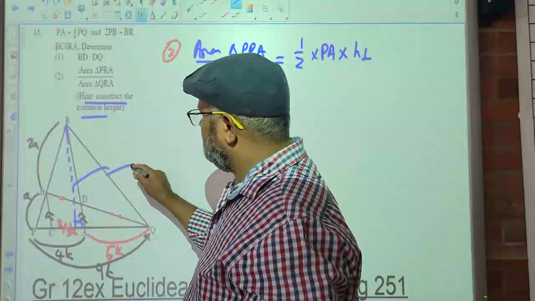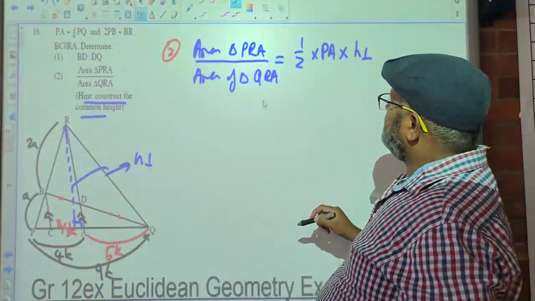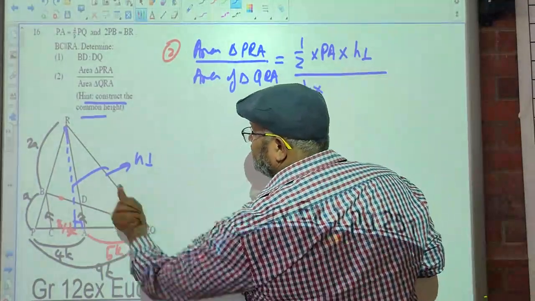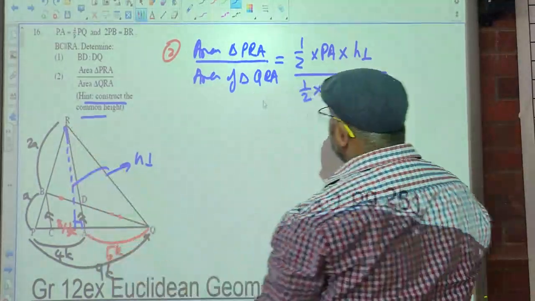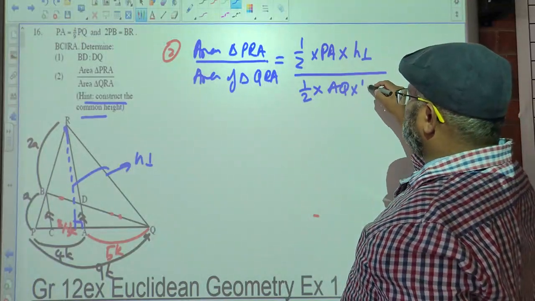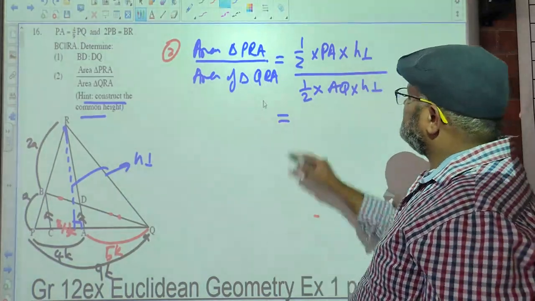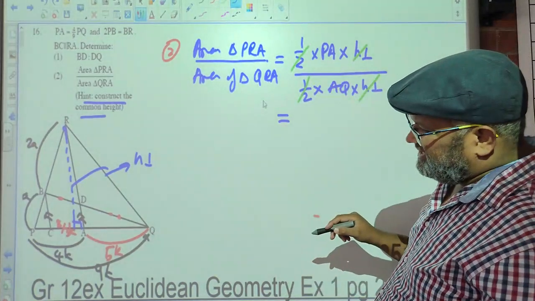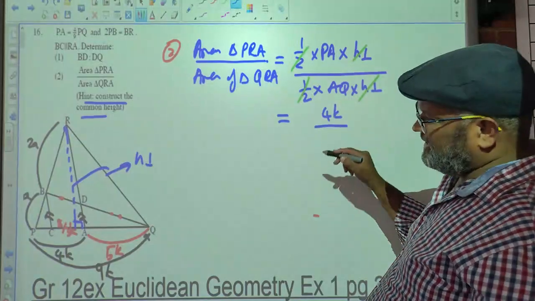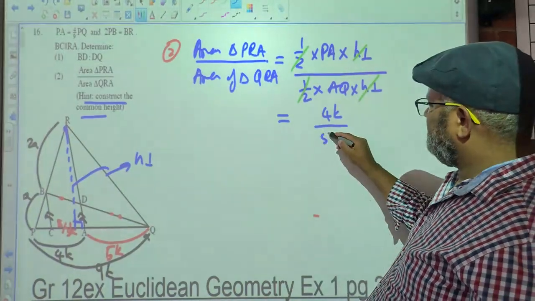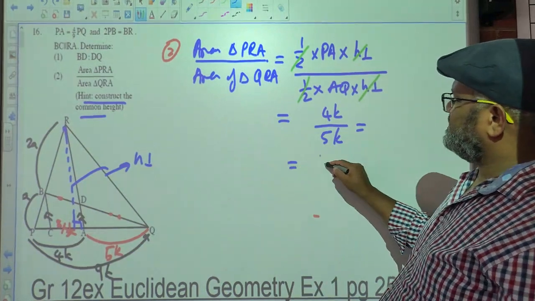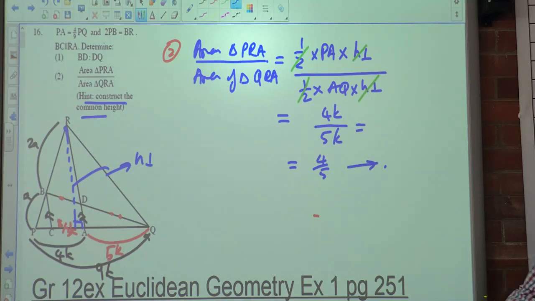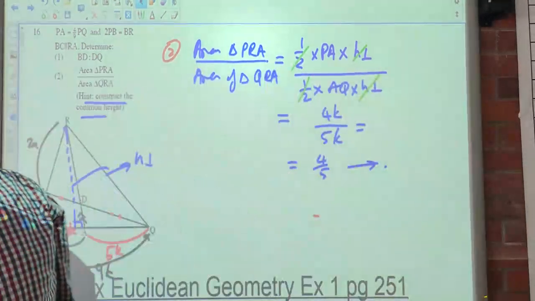Okay? And this is divided by half. What's the base of triangle AQR? AQ times the perpendicular height. So what happens is, cancel, cancel. So what is PA? The length of PA? 4K. And AQ? 5K. So that is going to be 4 over 5. Is that correct? Okay.